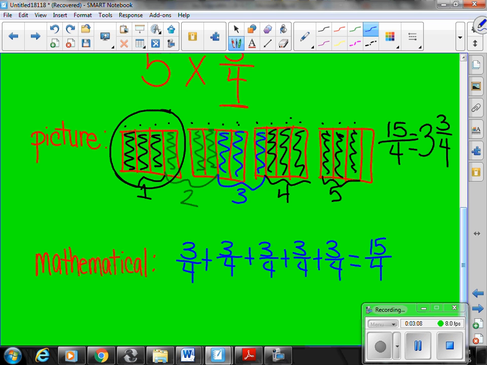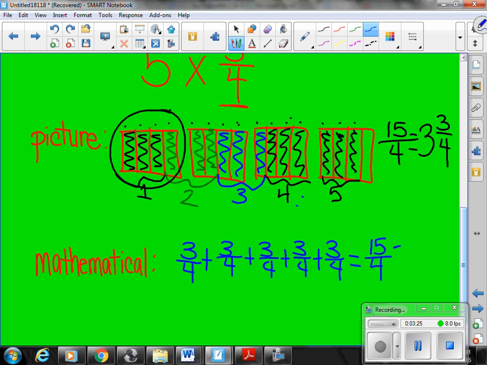When adding fractions together, the denominator stays the same. Why? Our picture shows us why. We did not decompose or change what was here. We just simply are adding all of the fourths together if you look up here at the picture. So that gives us 15 fourths.